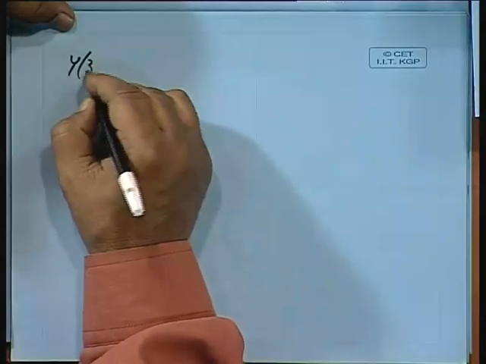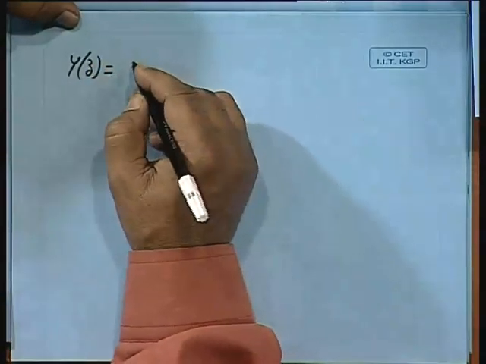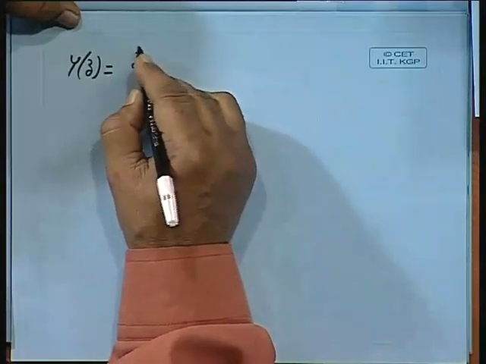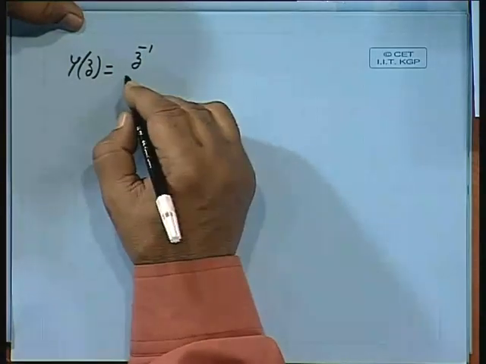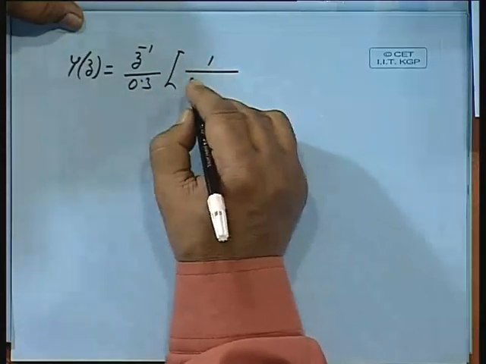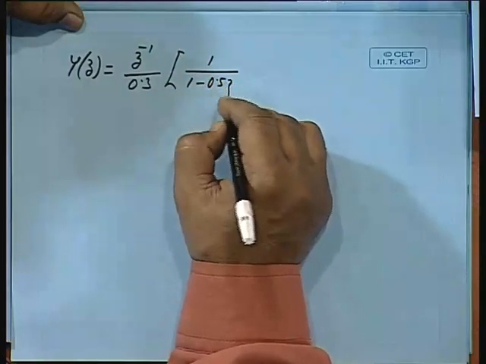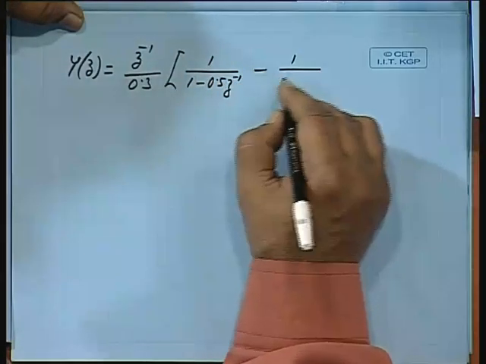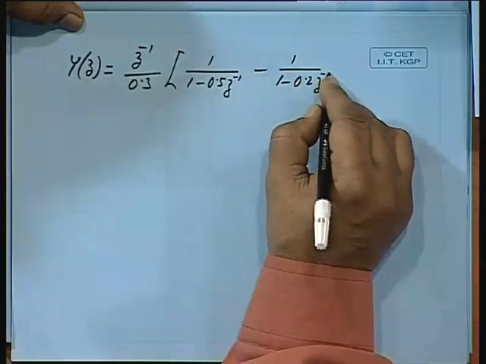So, you know the product, make partial fractions. Okay, let me use this paper. Okay. So, Y(z) is z to the power minus 1 by 0.3, 1 by 1 minus 0.5 z inverse minus 1 by 1 minus 0.2 z inverse.